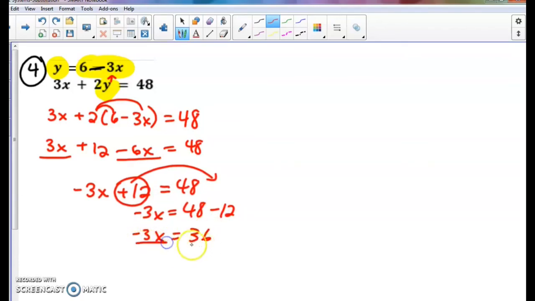Now the last step to get x by itself is divide both sides by 3. Sorry, negative 3. So divide both sides there by negative 3. And x equals negative 12.